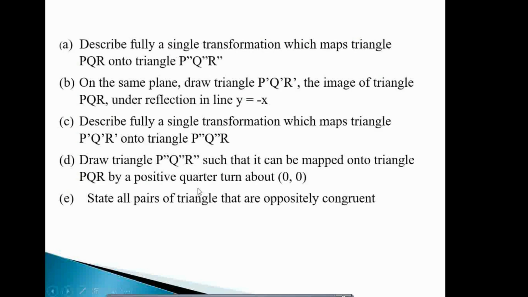Then the questions are as follows. The first question: describe fully a single transformation which maps triangle PQR onto triangle P double prime, Q double prime, and R double prime. That's the first part. Then the second part, part B: on the same plane, draw triangle P prime, Q prime, R prime, which is now the image of triangle PQR under reflection in the line y is equal to -x.